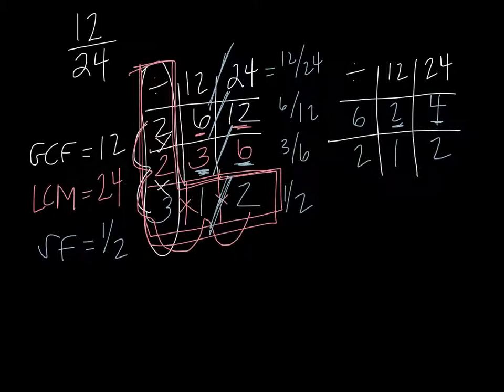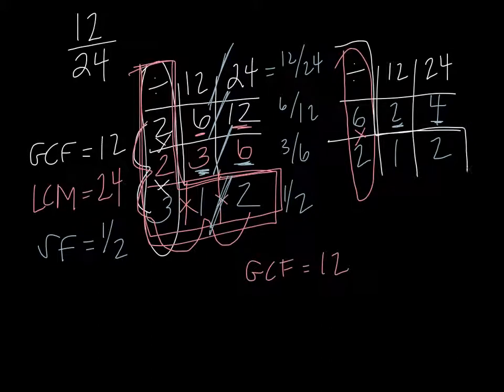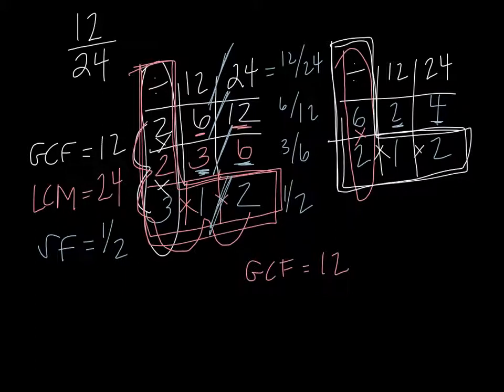So once again, if I find the GCF, I'd circle everything under the division bar. 6 times 2 is 12. So once again, my GCF equals 12, like I got in the first problem. Now I can find my LCM by making my L. Because I used bigger numbers like 6 this time, my L is shorter because I divided by a larger number. So I'm still going to multiply everything in the L. 6 times 2 is 12. 12 times 1 is 12. 12 times 2 is 24. So my LCM is still 24.